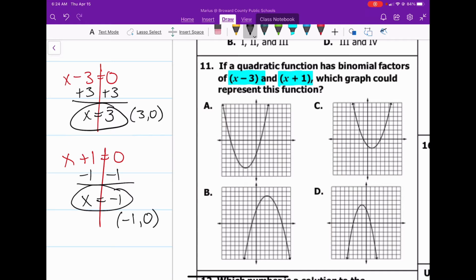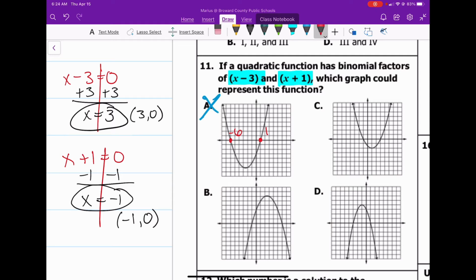Now, when we look at our four graphs here, we simply need to identify which ones have the proper x-intercepts, positive 3 and negative 1. A has x-intercepts at positive 1 and, counting 1, 2, 3, 4, 5, 6, negative 6. We need negative 1 and positive 3, so A is not an answer.